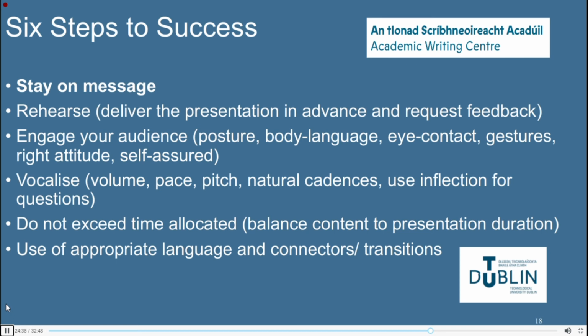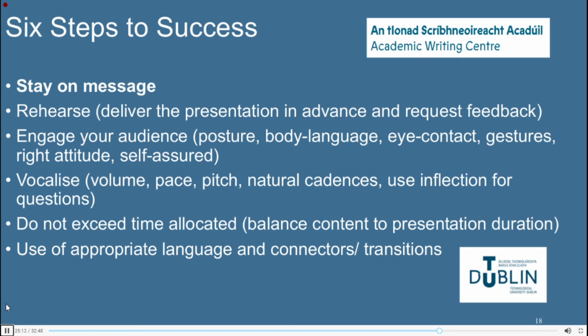So we're coming to the end of this presentation, and in this slide we are going to outline 6 steps for success. So the first one is to stay on message. So do not digress during your presentation. Keep in mind what is the focus of your presentation, what are you trying to convey, what is the specific purpose of your presentation, what aids you in achieving that objective.